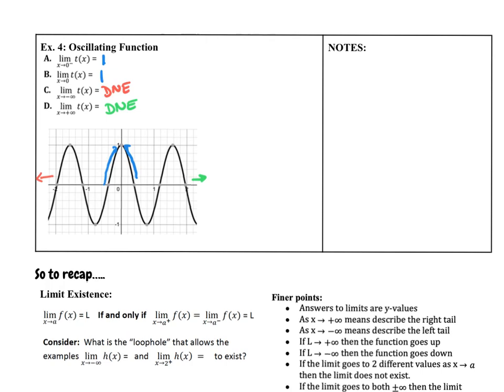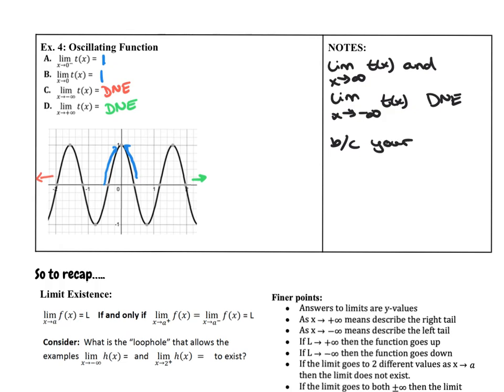Okay, so just to remind ourselves quickly and take some notes, the limit as x approaches infinity of t of x and the limit as x approaches negative infinity of t of x do not exist because your y values are not approaching one single value.